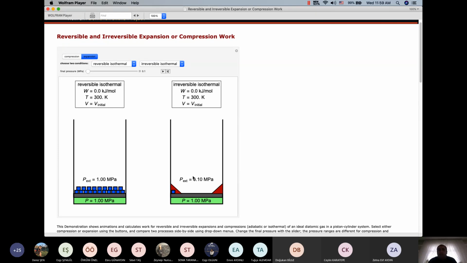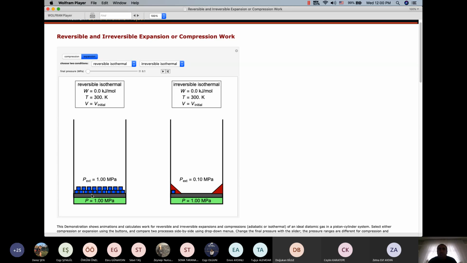But in the irreversible process, we can actually make the external pressure different. Let's give the most drastic case. In this case, the external pressure is 0.1 megapascal, and the system's pressure is 1 megapascal. Since the pressure of the system is much more than the external pressure, when I remove this holding, the system will go up all of a sudden, right?